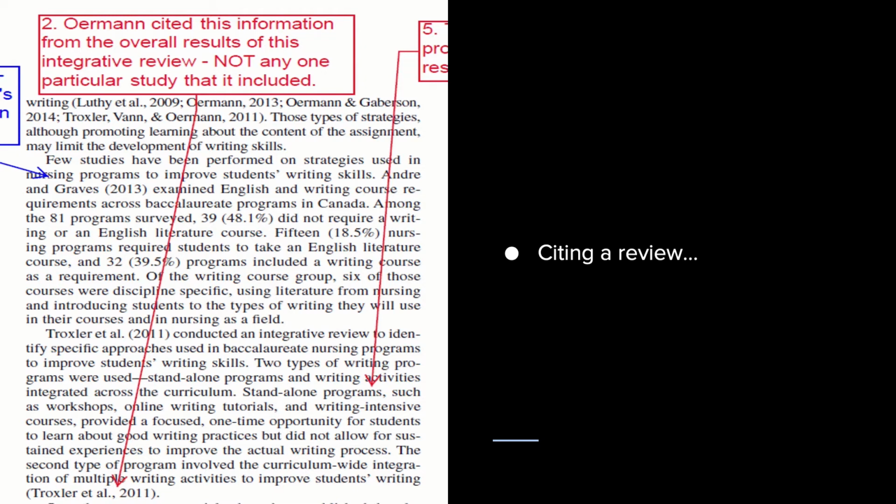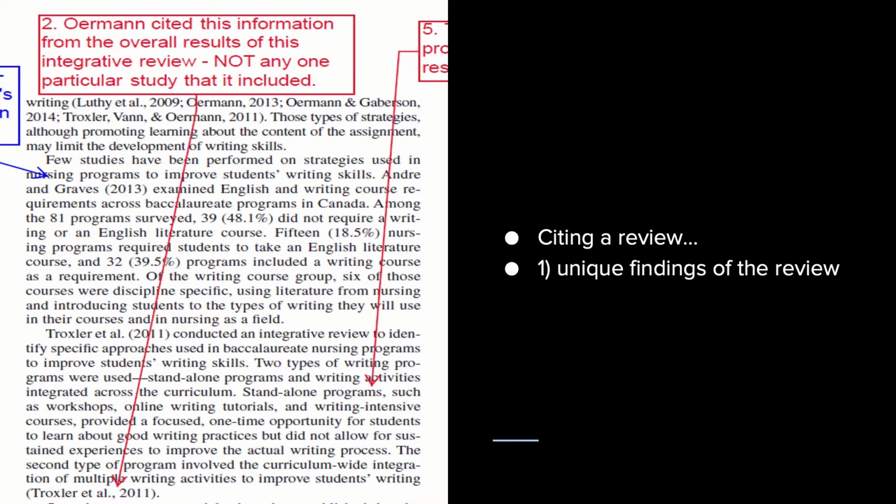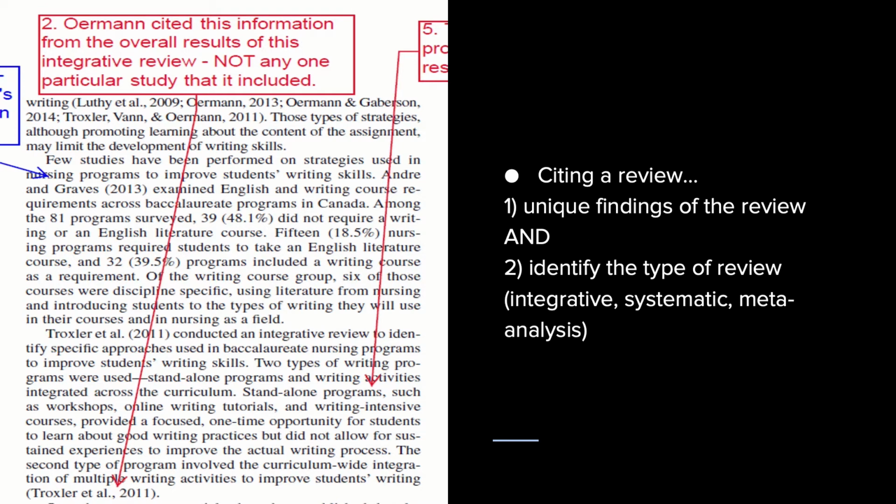This is a mistake. To cite the findings of a review, you want to cite the unique findings of the review or the conclusions drawn from the results of the meta-analysis or synthesis of information from all of the included studies. In this case, Dr. Orman lists the various types of writing programs represented in the collection of included studies. Note also that the author identifies the paper as an integrative review.